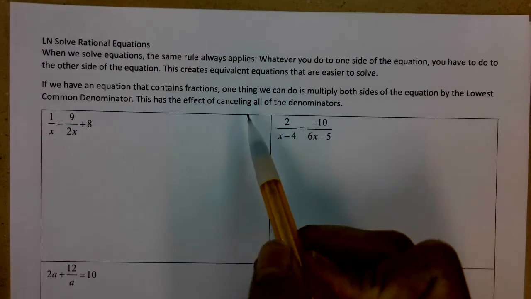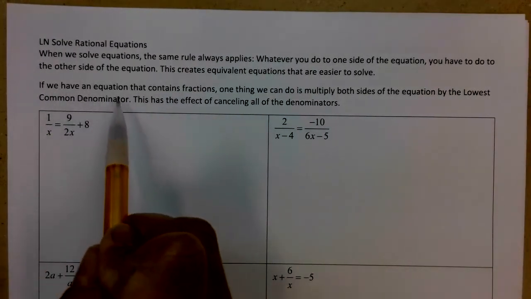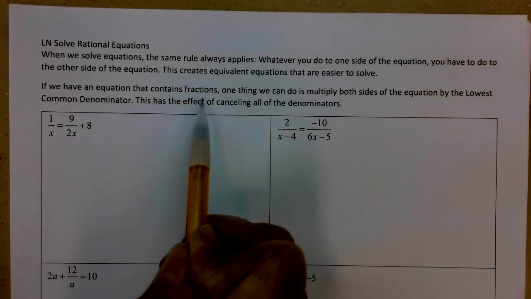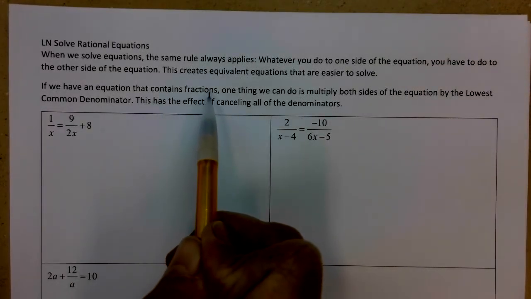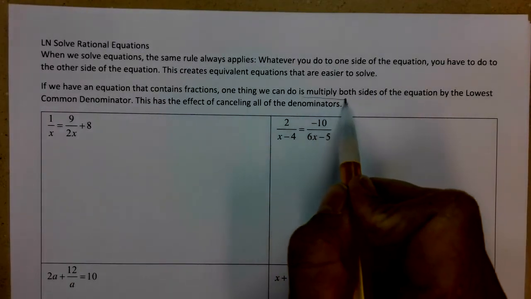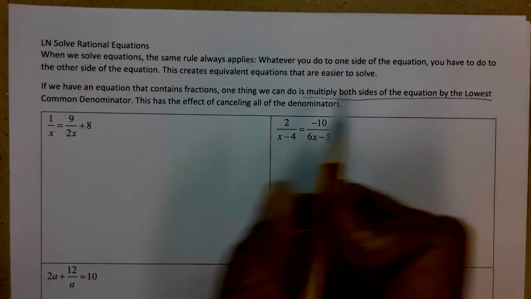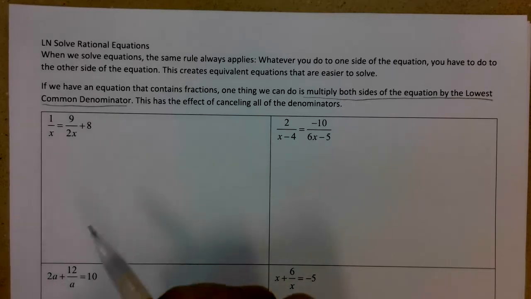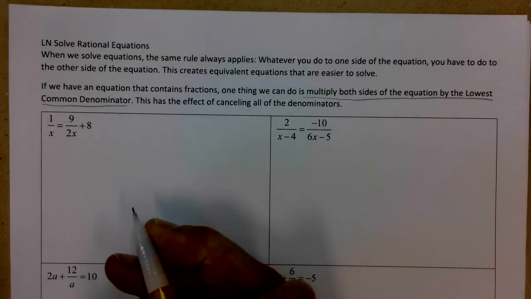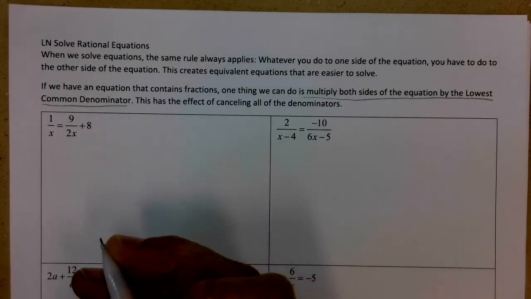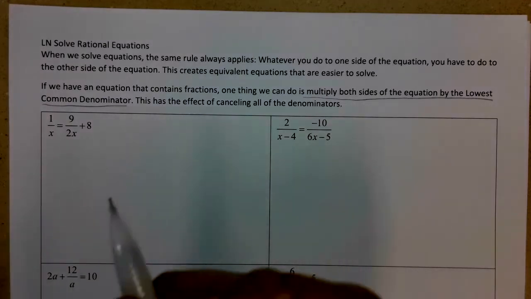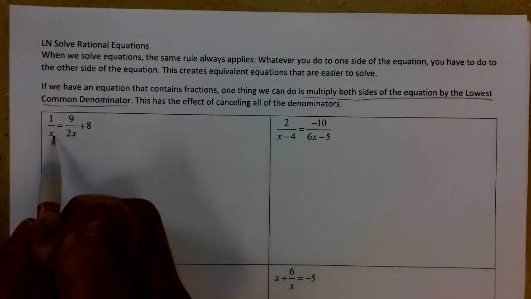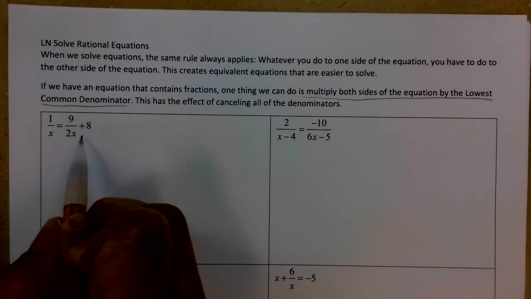to solve. Now, the good news is if we have an equation that contains fractions, one of the things that we can do is if we multiply both sides of the equation by that lowest common denominator, what happens is that all of the denominators end up canceling, and we have a much nicer equation to solve at the end. So here's our first example. 1 over x equals 9 over 2x plus 8.